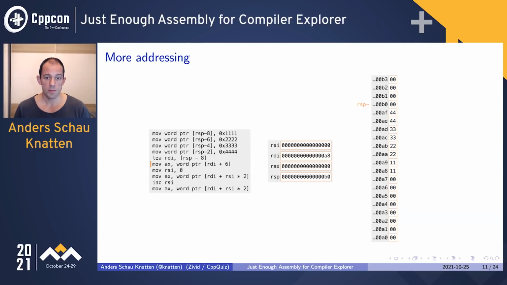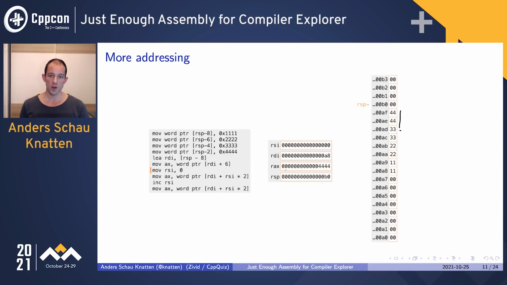But yeah, back to this indexing. RDI is at the base here, and then we have to go past 6 bytes. Like we're going 3 times the size of the data, which is 2 each. Then we get up here. Right, so then we execute that, and we get indeed these bytes from here into RAX.